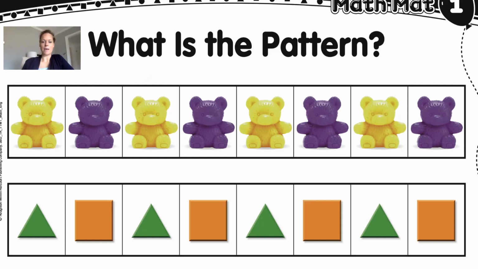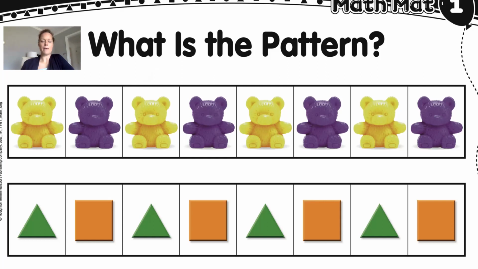This is an AB pattern because we've got two colors, and I don't see where the two colors have the same color beside each other. I don't see two greens beside each other, so that's good. And I don't see two oranges beside each other, so that's good. This is definitely an AB pattern.